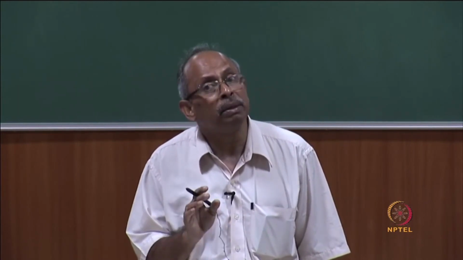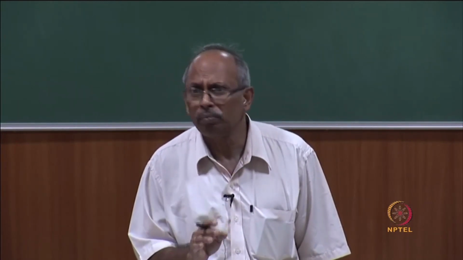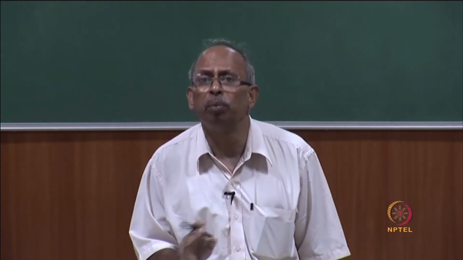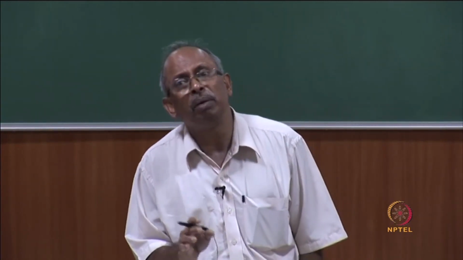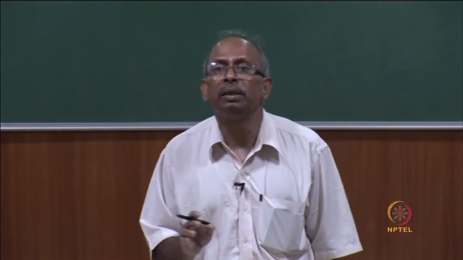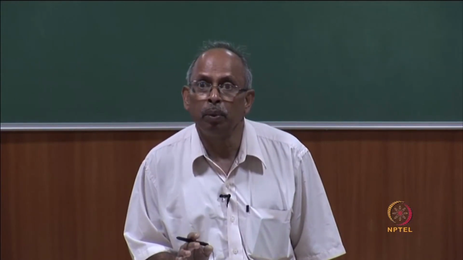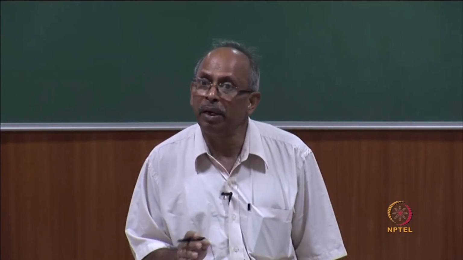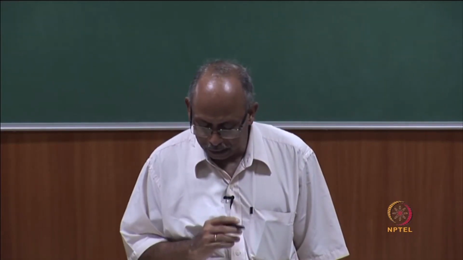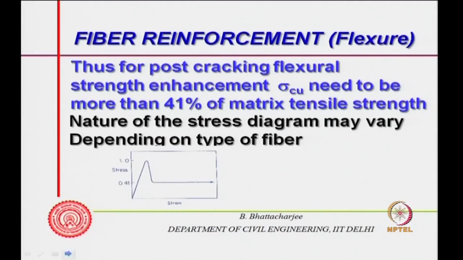Direct tensile strength enhancement is difficult in short random fiber. Compressive strength really does not improve, because compressive strength is governed by tensile failure. So, it does not show any improvement, but for flexural strength there is a significant improvement. The nature of the stress diagram may vary, depending upon the type of fiber, as I mentioned. For example, some fiber might show like this, 0.41 should be here, then it is good enough for me, and in some cases if it is 1, then I will get so much increase in the flexural strength.